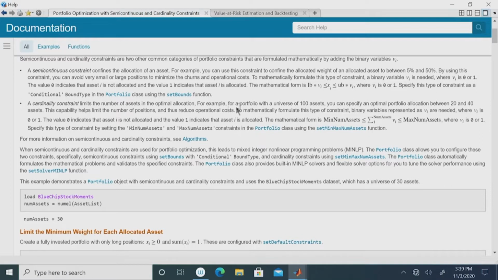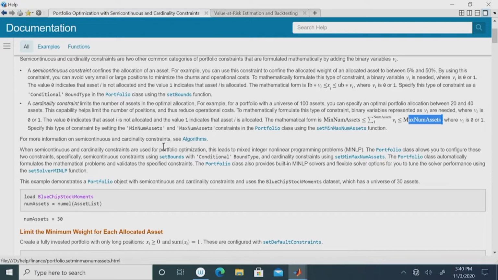So, for example, it is customary to have the number of assets where you have made the allocation lie somewhere between 20 and 40. Mathematically this can be written as the summation of v_i, i equal to 1 to number of assets. Here, as you have pointed out, v_i is either going to be 0 or 1. So that means the summation of v_i, i equal to 1 to number of assets, will be less than or equal to the maximum number of assets, and greater than or equal to the minimum number of assets, which I will denote by max_num_assets and min_num_assets.